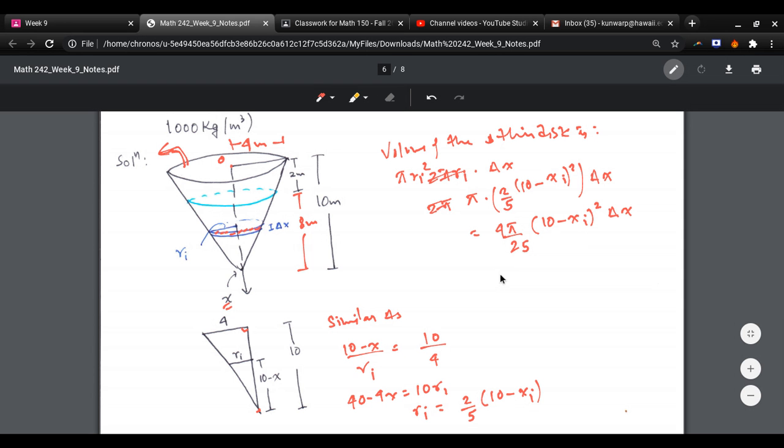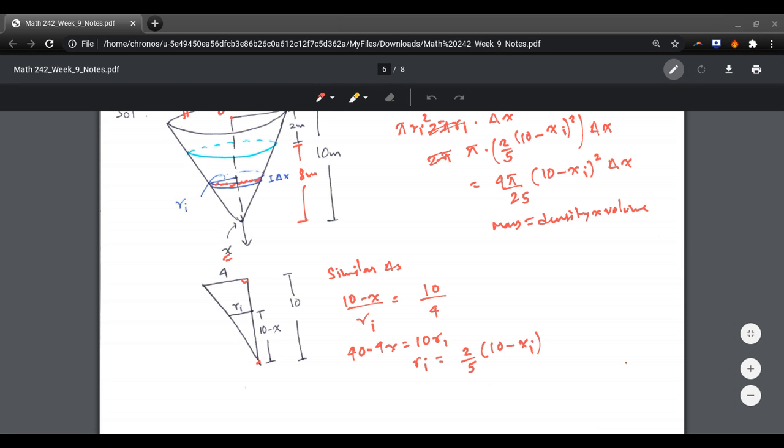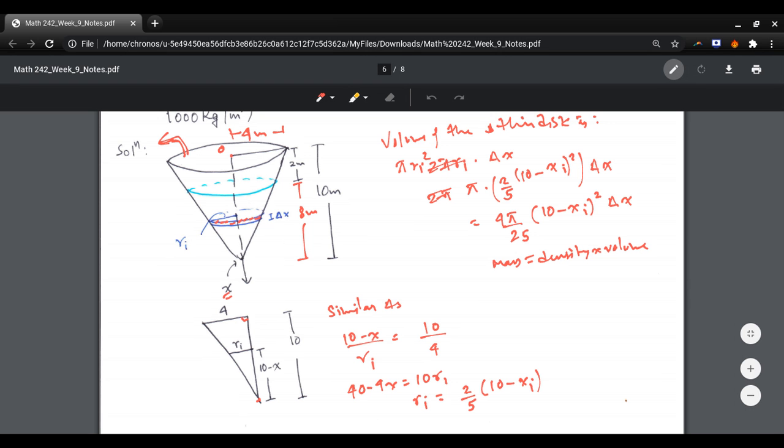Now the reason they're given density is because you can use the relation mass is density times volume to get the mass of that water. So how much water is in that layer? What's going on here is that we have mass is density times volume. So in this case, the mass is going to be density, which is 1000, times 4 pi over 25, 10 minus xi squared delta x. That's going to be the mass.